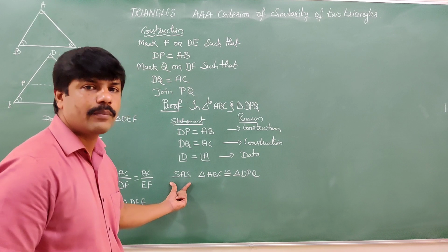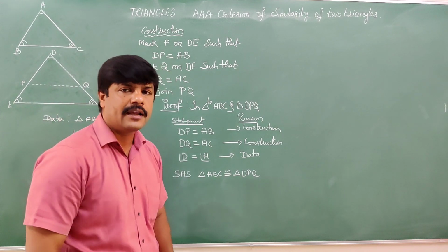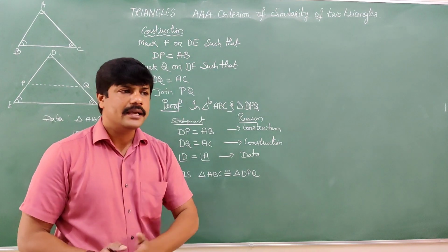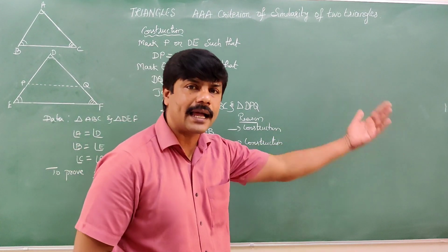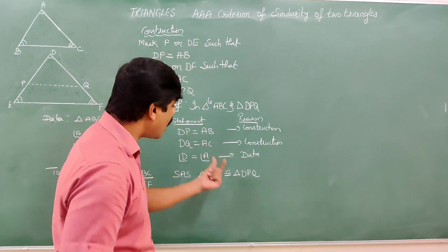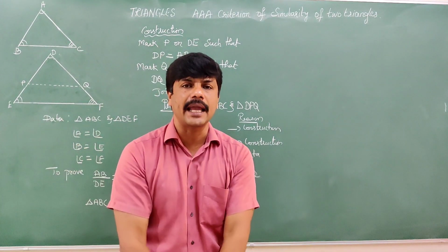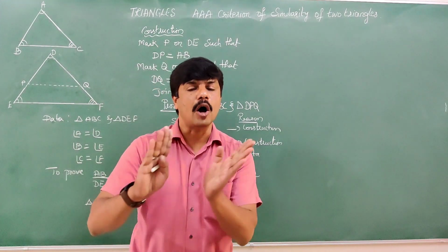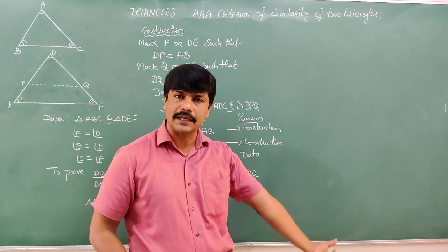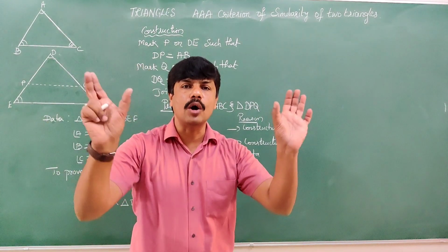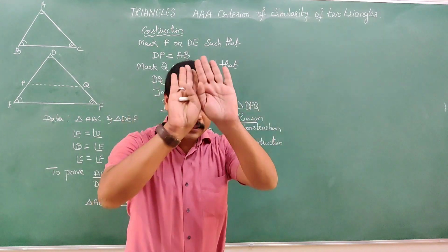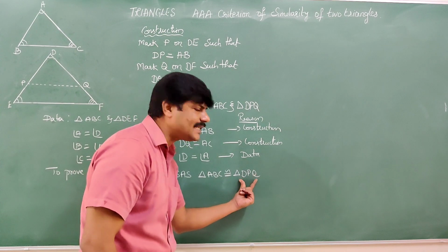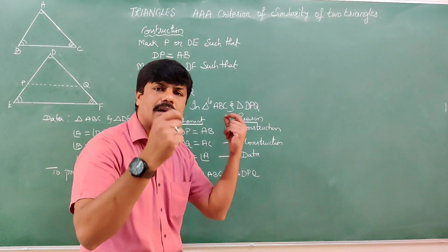How? By the SAS postulate. What does it say? If two sides and the included angle of one triangle are equal to two sides and the included angle of the other triangle, then the two triangles should be considered congruent. Congruent means they are exactly equal: all the sides of one triangle are equal to all the sides of the other, all the angles are equal, and their areas are also equal. Thus, triangle ABC is exactly equal to DPQ, that is, they are congruent.